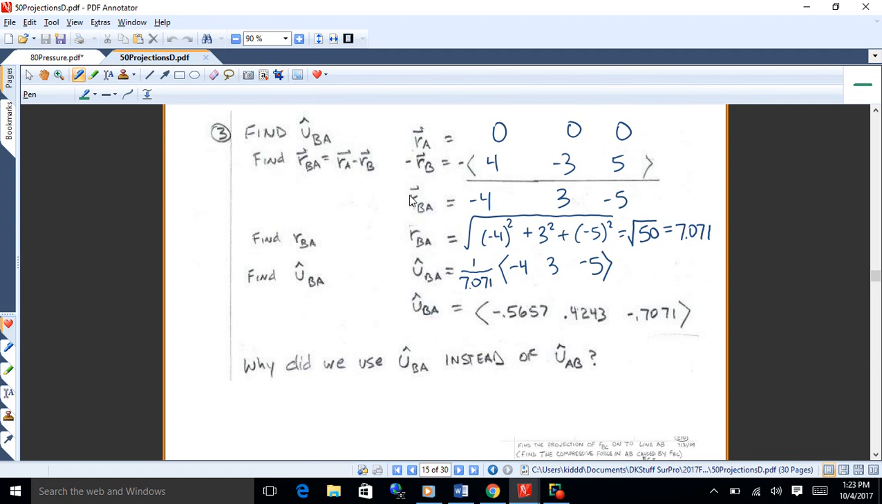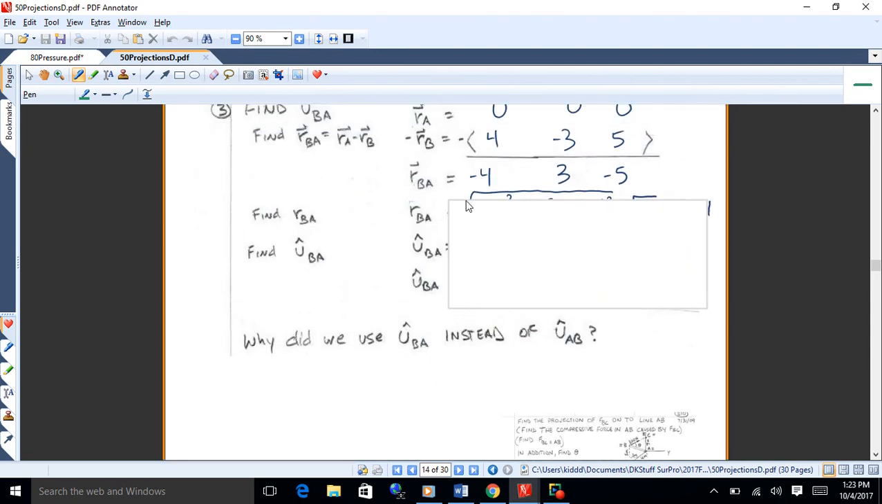All right, so we good? Okay, now, why did we use the unit vector from B to A instead of the unit vector from A to B? Why did I do UBA instead of UAB?